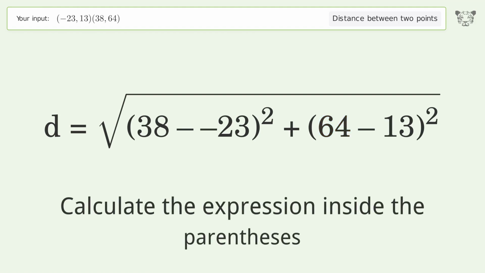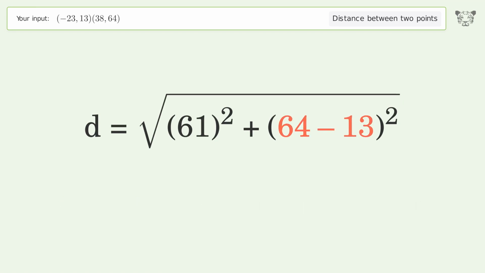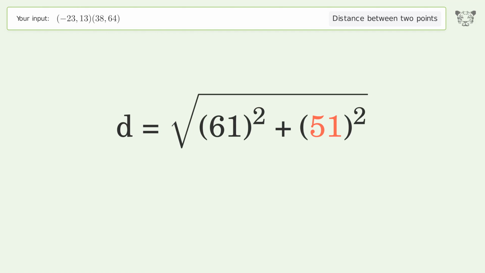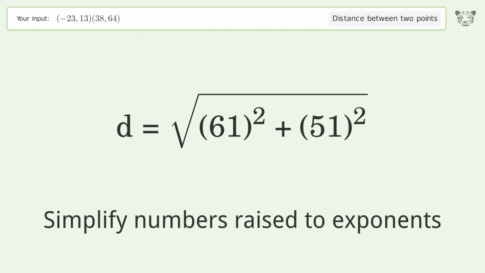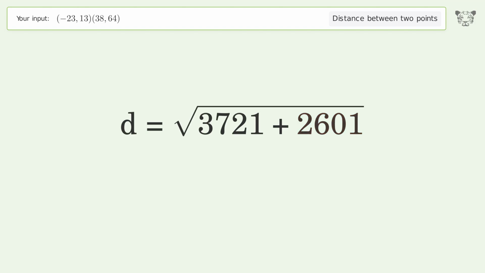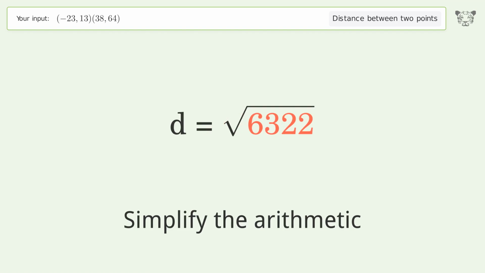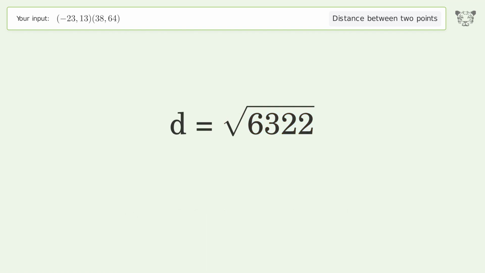Calculate the expression inside the parentheses. Simplify numbers raised to exponents. Simplify the arithmetic. And so the distance between the 2 points is the square root of 6,322, or 79.511.